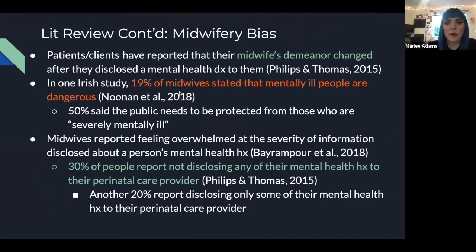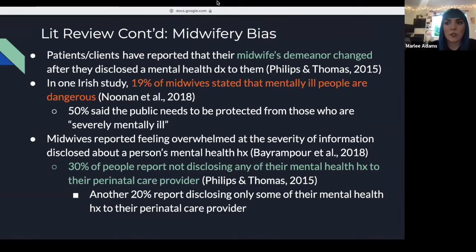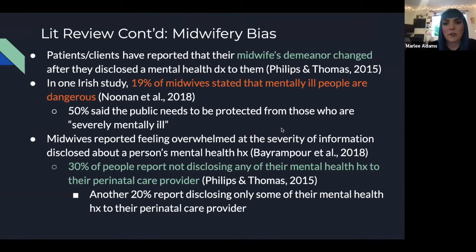Okay, so now to speak about bias in midwifery. Studies have shown that patients or clients have reported that their midwife's demeanor changed after they disclosed a mental health diagnosis to them, and not necessarily for the better. In one study in Ireland, almost 20% of midwives stated that mentally ill people are dangerous, and 50% said that the public needed to be protected from those who are severely mentally ill.